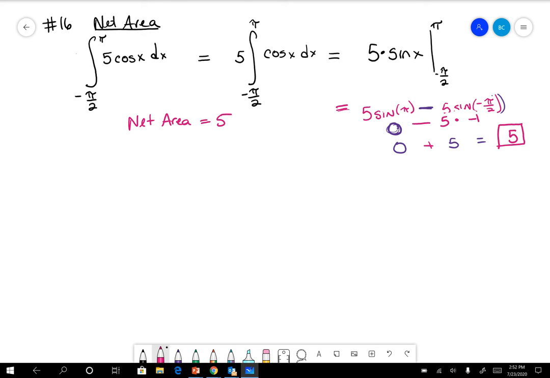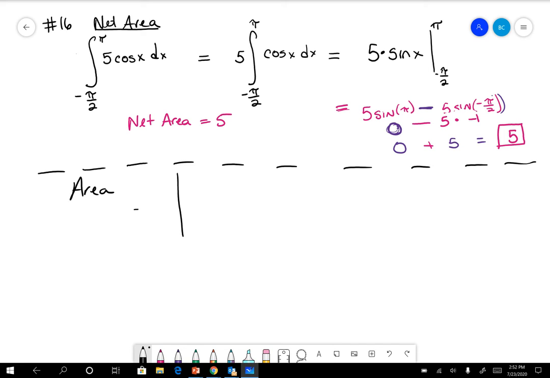All right. But now they want to know the regular area. Now remember, if it's below the x-axis, it turns out to be a negative area. If it's above the x-axis, it's a positive area. So I think what I'm going to do is sketch this graph to kind of see what we're looking at.